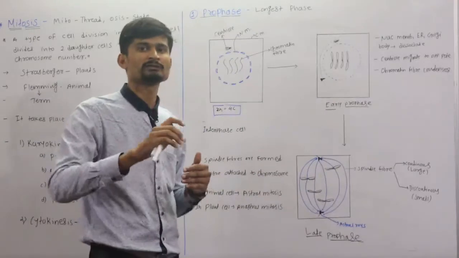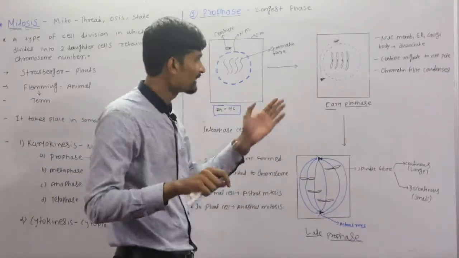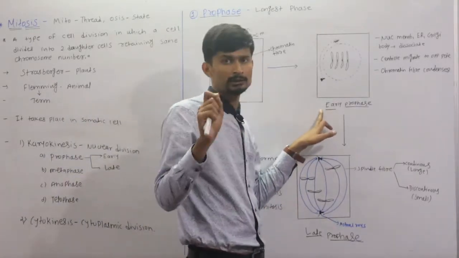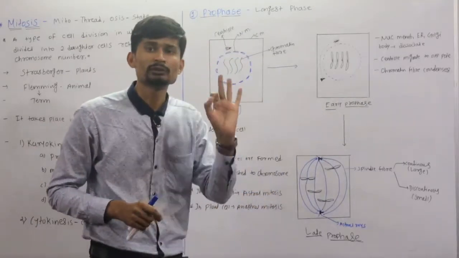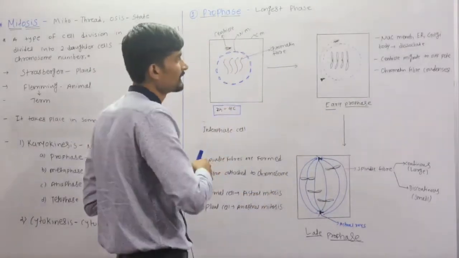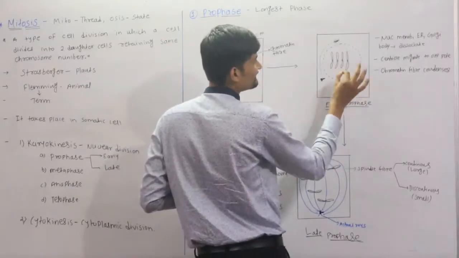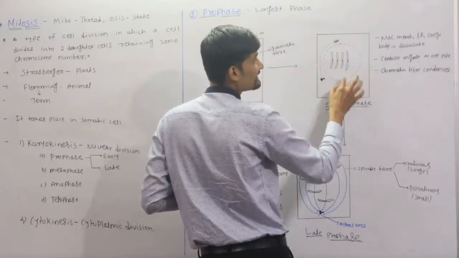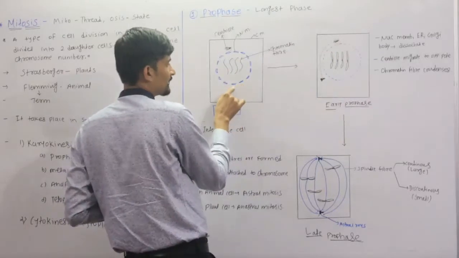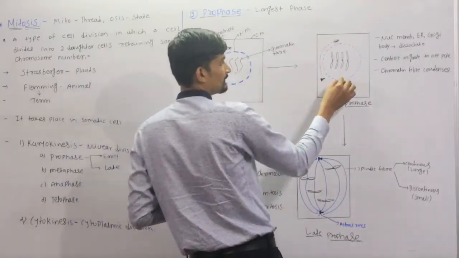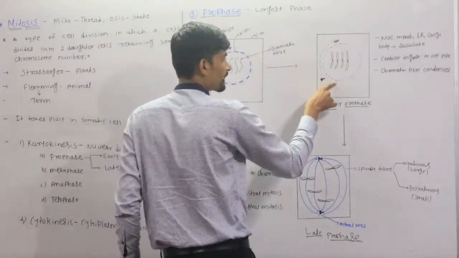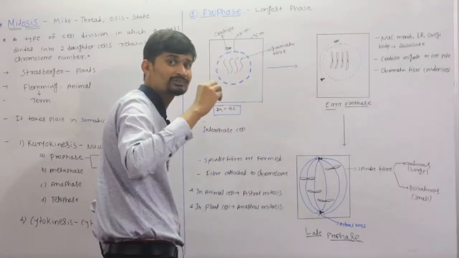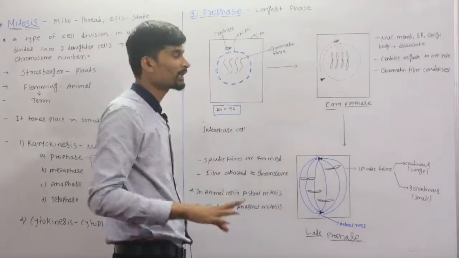in the mitotic phase, the first phase is prophase, and first in prophase there is an early prophase. So what happens actually in early prophase? The nuclear membrane starts to disappear. That is why here I am showing a double membrane and here only dotted lines, because the nuclear membrane is present, but it now starts to disappear.